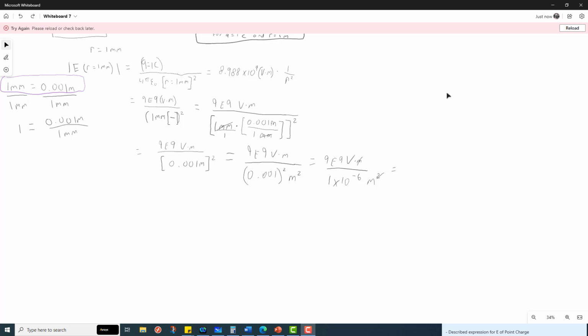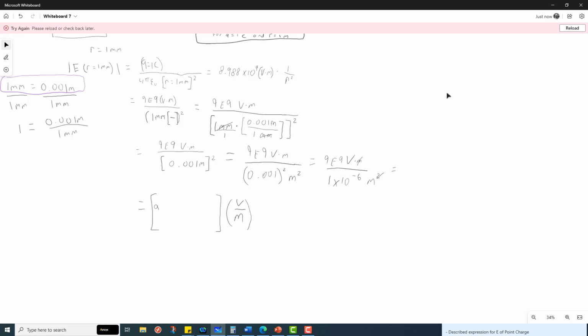So let's rewrite this. I want to separate the units from the numbers. So we ended up with volts per meter, and we usually put that at the end. So I'll just go ahead and say we know that it's going to be a number multiplied by volts per meter. So let's find the number that we put in here. And that's really the source of this calculation. So we've got 9E9 divided by 1 times 10 to the negative 6.